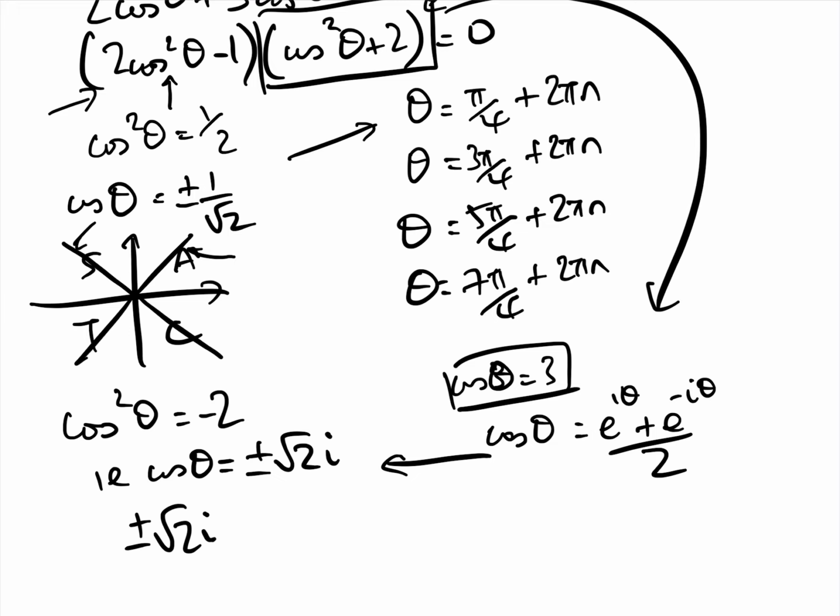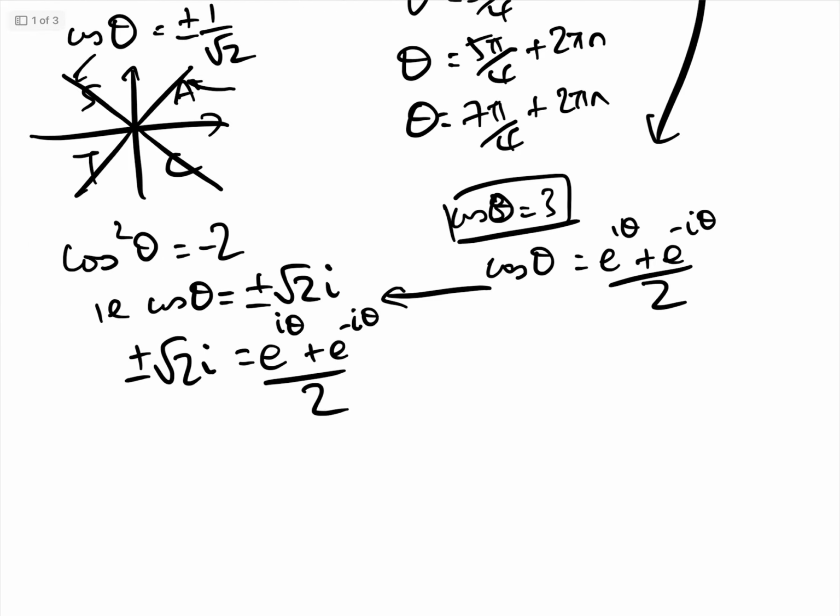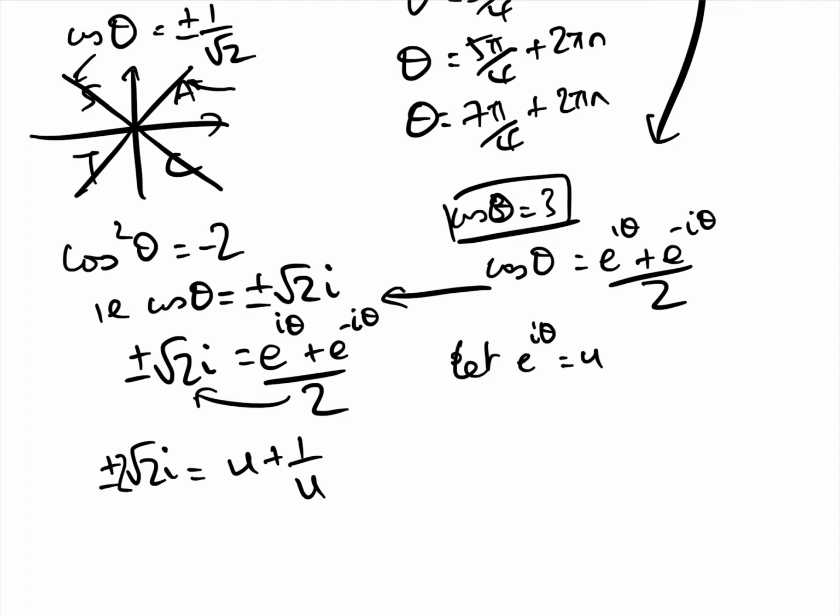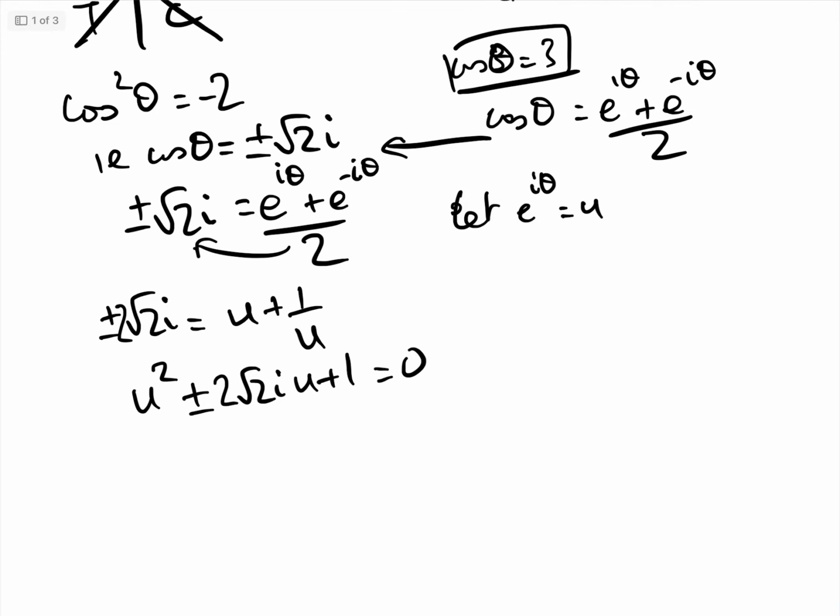but anyway, we can use the same method here. Plus or minus root 2 i equals e to the i theta add e to the minus i theta over 2. And now let's just let e to the i theta equal u. It just makes it slightly easier, and therefore we have plus or minus root 2 i equals (u add 1 over u) over 2, so plus or minus 2 root 2 i, because we're just moving the 2 up there, gives us u add 1 over u, i.e. we get a quadratic in u: u squared minus or plus 2 root 2 i u plus 1 equals 0.